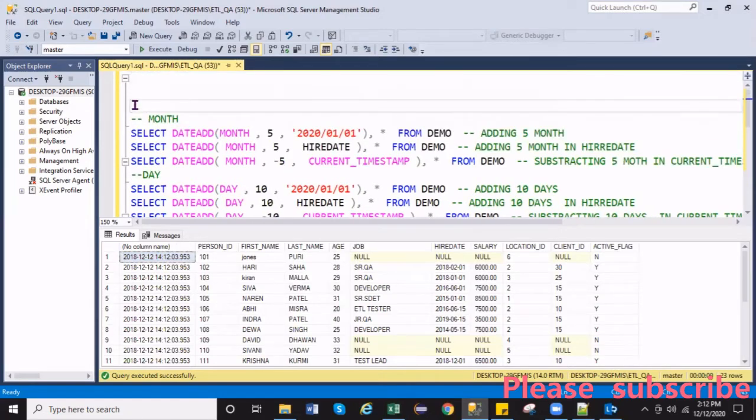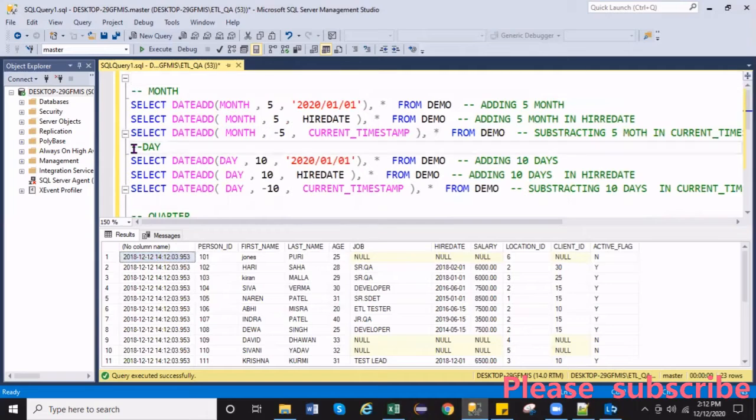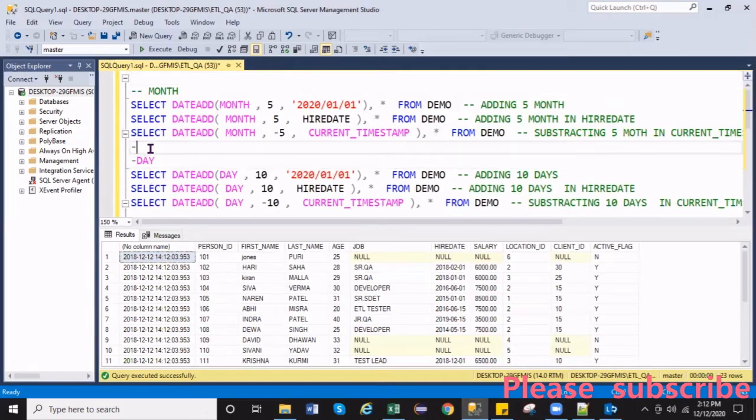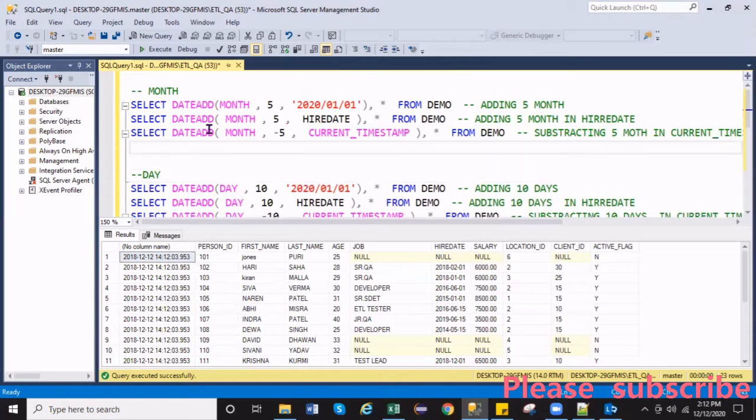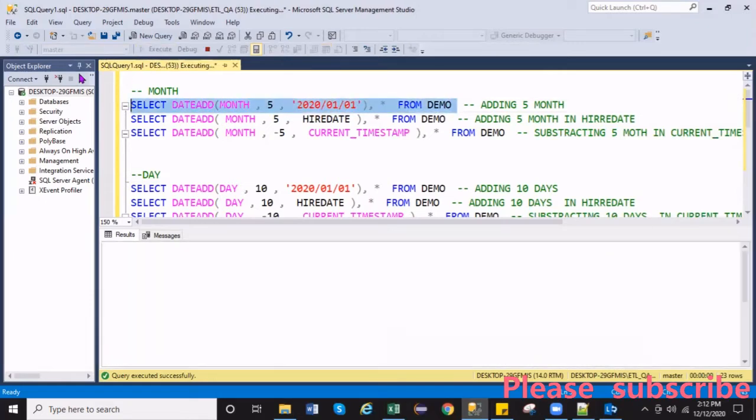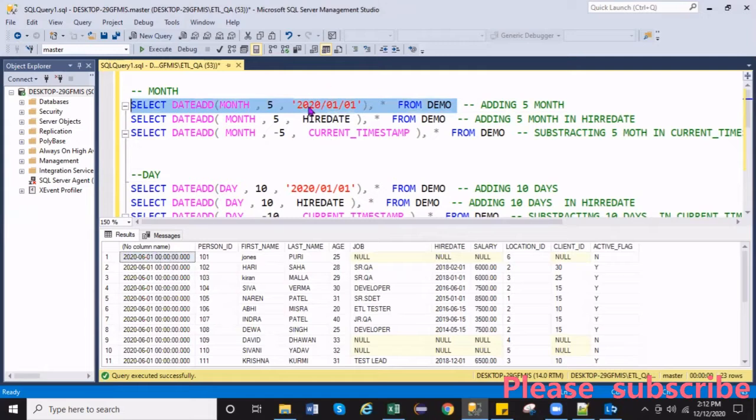Next, month. How the month works, similarly. For example, let's see here. I would like to add 5 months into this date. So if I run this query, right? If I run this query, see here, what date did I put? I put January. That means 01. Now if you see, I add 5 months, it becomes June.